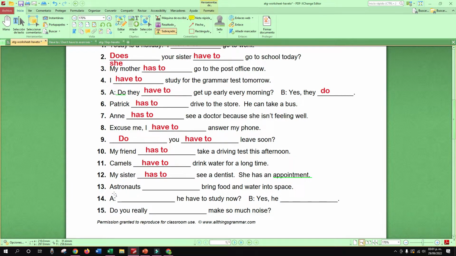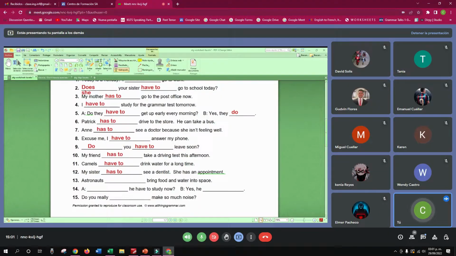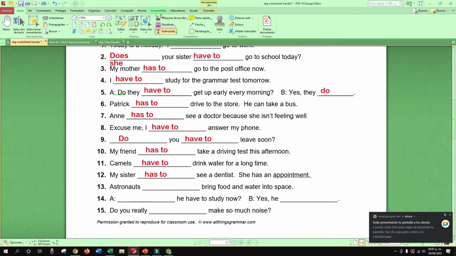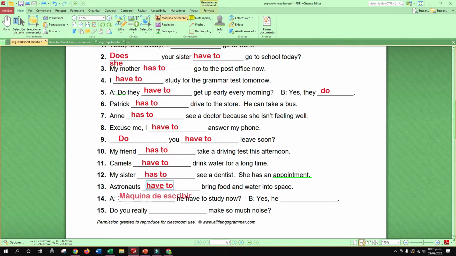Okay. What about 13? Let's see. Mr. Elmer Pacheco, do you want to try? Have to. Have to sería. Have to, perfect. Have to, right? Astronauts have to bring food and water into space. Excellent, thank you, Mr. Elmer.